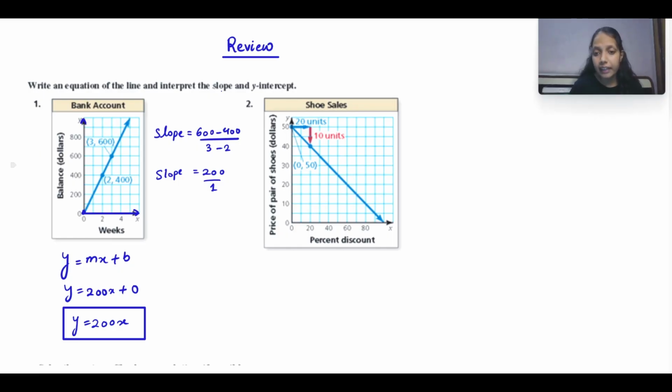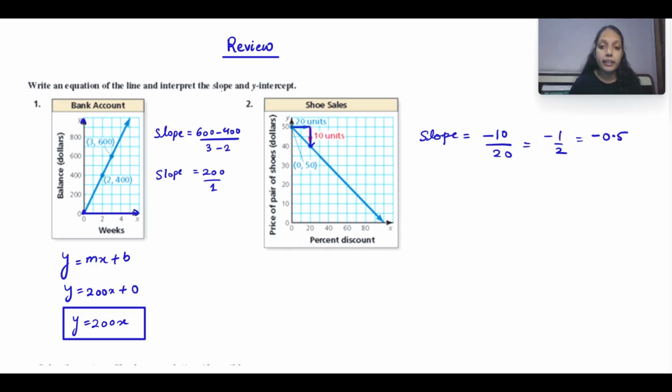Here the x is representing the percentage discount and y representing the price of a pair of shoes. Let's find the slope in this case. Difference of y values. How does the y change? It goes down 10 units. Down means negative. How much? 10 units. And what is the x change? It's 20 units. 10 by 20 is half. So it was negative. So I will write negative half. So the answer is negative 0.5.